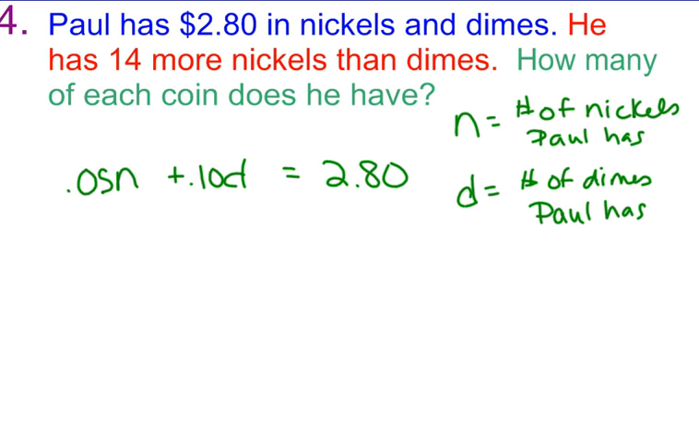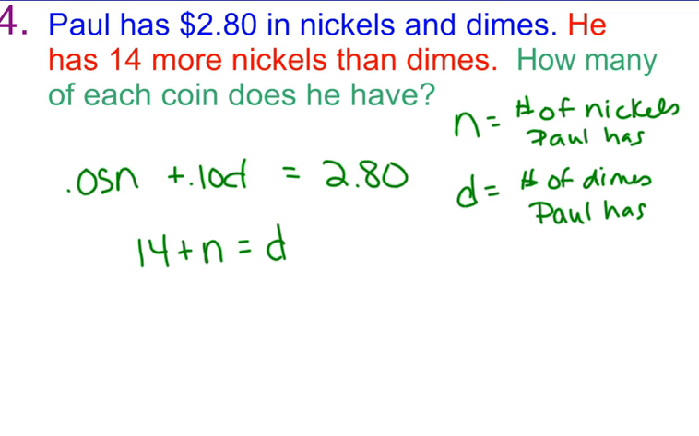The second one says he has 14 more nickels than dimes. This one is really tricky for people to write. So a lot of times students will write it as it is: 14 more nickels than dimes. So they'll do this. This is our equation we see a lot of. I have to think to myself, now does this make sense? That's what you want to do anytime you write an equation.